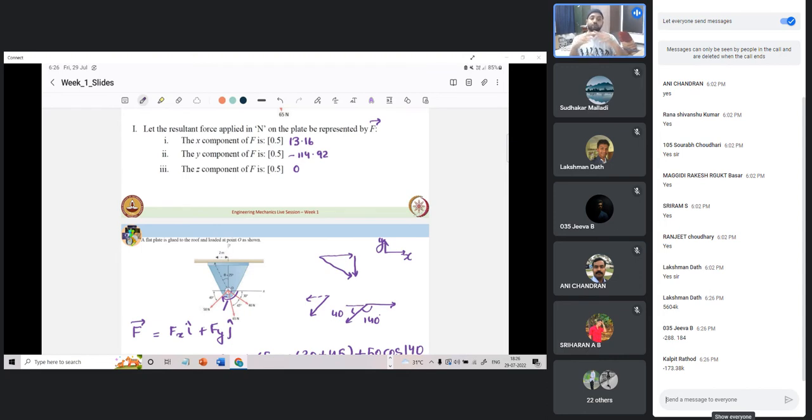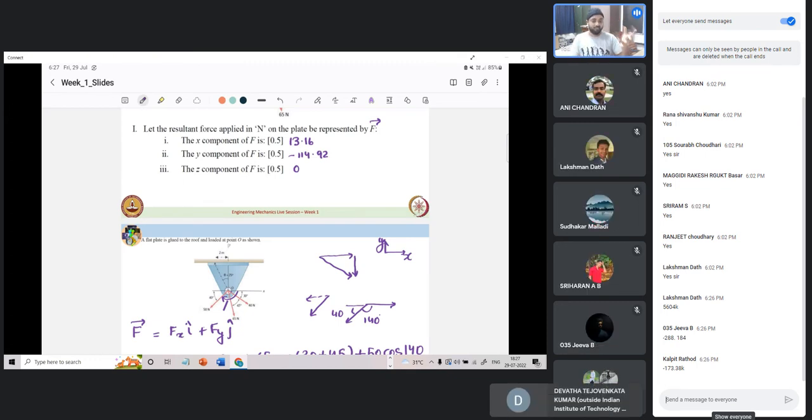Next, we have to write the force. What will be the force? 13.16. Underneath J entry, it will be minus 114.92. Under the third entry, it will be 0. So if you take the determinant of this, only the k cap component will exist. Everything else will go to 0. You can cross multiply and see. Only the k cap component will exist.